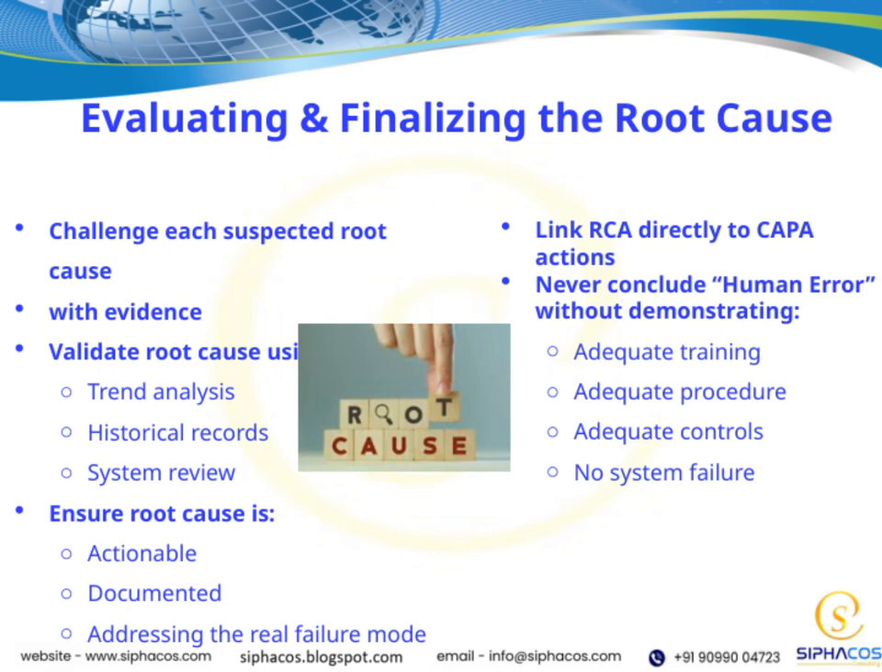To validate the root cause, use tools like trend analysis, review historical records, and conduct system reviews. This helps ensure we're not just guessing, but really understanding what went wrong. Remember, the root cause should be actionable so that you can implement effective corrective actions. It also needs to be well documented and truly address the real failure mode. When finalizing the root cause, take a step back and evaluate all evidence carefully to confirm you're targeting the actual issue. This thorough process ultimately helps us strengthen our overall quality system and prevent recurrence.